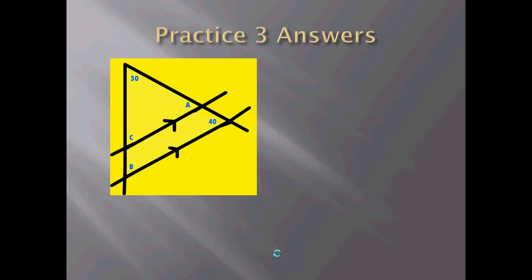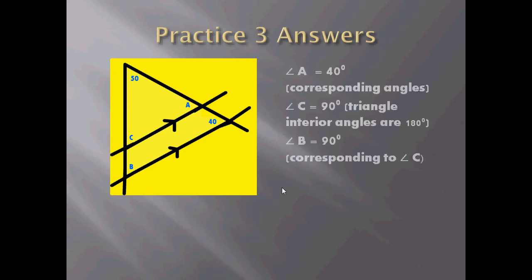So let's look at practice 3 answers. Now to do the answers, girls, I've extended the parallel lines and I've extended these two transversals here to make it easier for you. So we can see that angle A is corresponding with this 40 here. That's the parallel lines, this is the transversal. So they're both in matching corners. They're above their parallel line and they're to the left hand side of the transversal. So they can be considered corresponding. So angle A is 40 degrees.